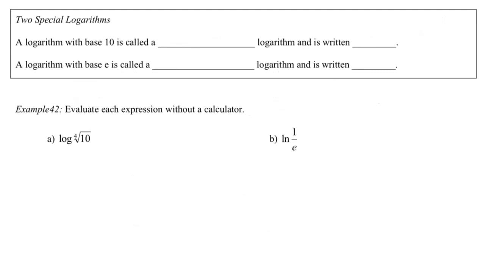Okay, two special logarithms that we typically talk about are base 10 and base e. The base 10 logarithm is called the Common Logarithm and is written, as we've already seen, as log. And then the logarithm with base e is called the Natural Logarithm, and it is written ln, which is log naturel, as the French would say.